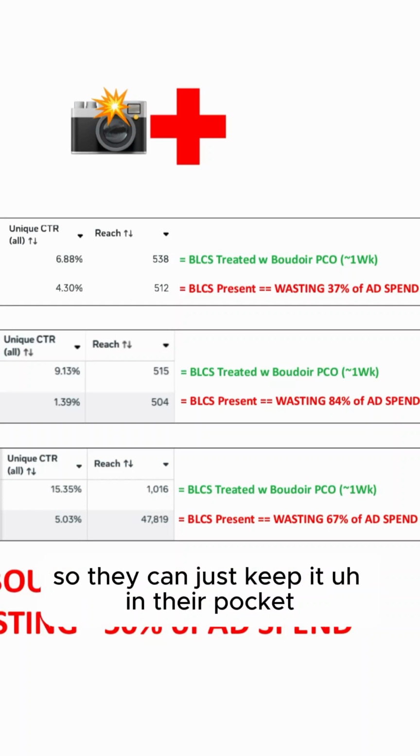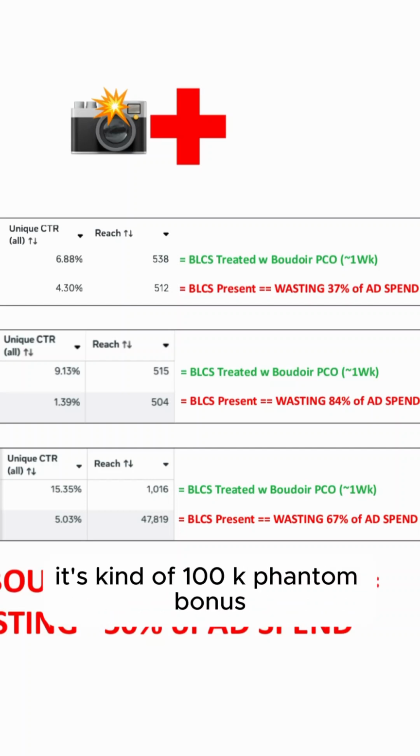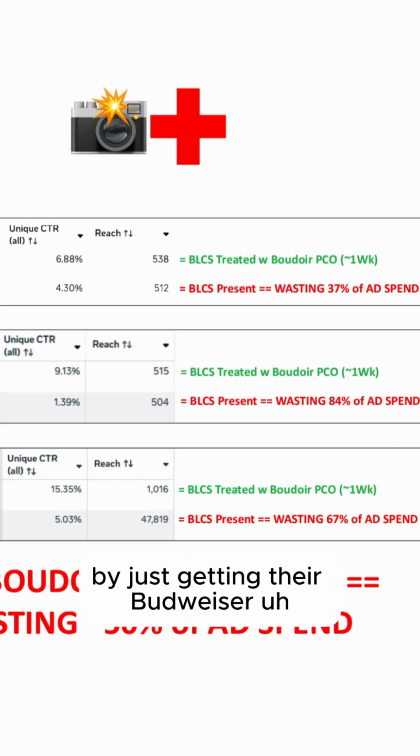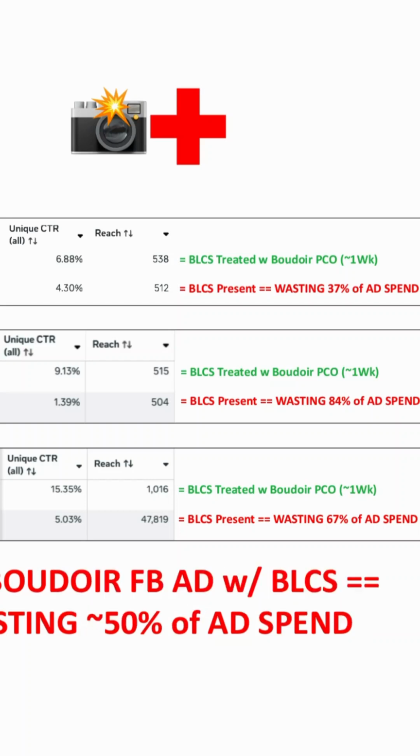So they can just keep it in their pocket as a phantom bonus. After 12 months, it's kind of a 100K phantom bonus by just getting their Boudoir Facebook ad treated with Boudoir Pico.